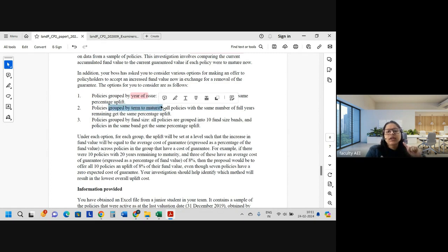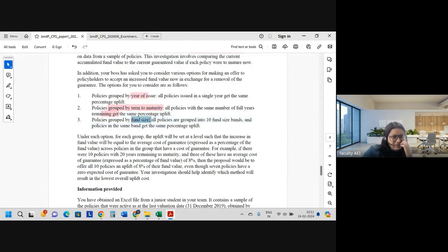Grouped by maturity, which is a term of maturity, 20 years, 30 years maturity. All policyholders with the same number of full years remaining get the same percentage uplift. So for example, remaining term, we have to check the remaining term.